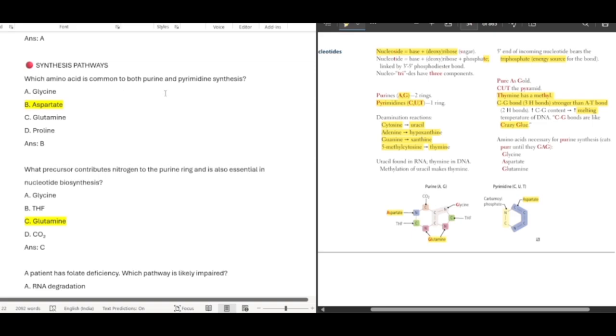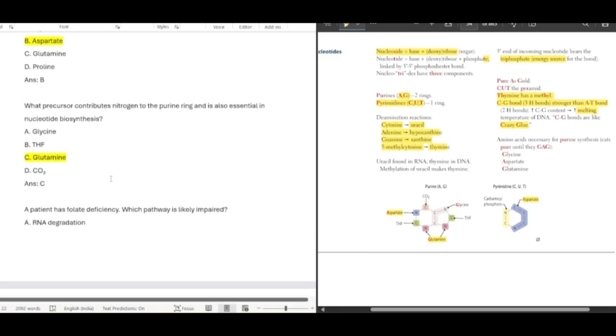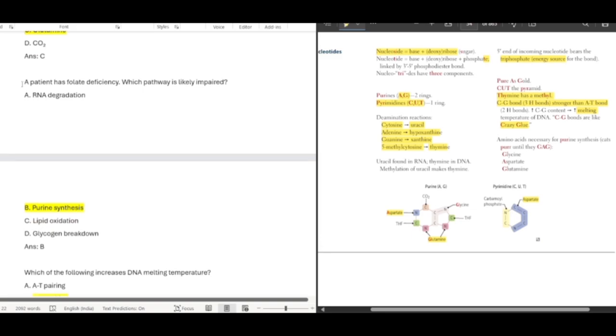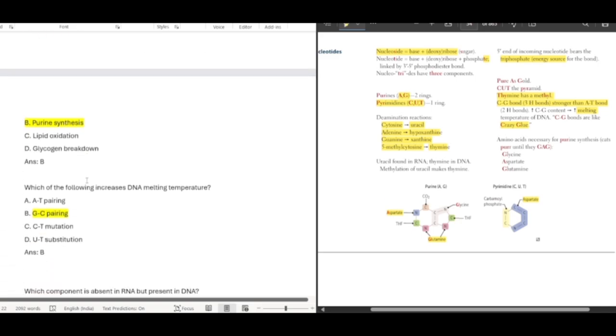Which amino acid is common to both purine and pyrimidine synthesis? Aspartate, it is given here, is common to both purine and pyrimidine synthesis. Which precursor contributes nitrogen to the purine ring and is also essential in nucleotide synthesis? Glutamine contributes nitrogen to the purine ring, and it is essential in purine synthesis. A patient has folate deficiency. Which pathway is likely impaired? Purine synthesis. We'll learn more about this in the next page.